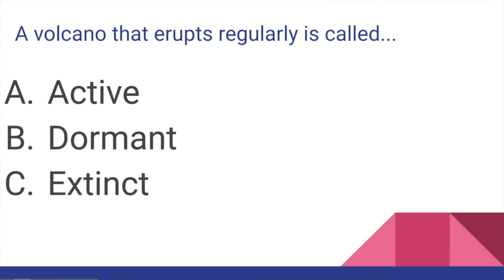Now that we're talking about volcanoes, there are 3 different types of volcano. A volcano that erupts regularly is called active, dormant, or extinct. If you said active, that is correct. A volcano that is regularly erupting is called active.